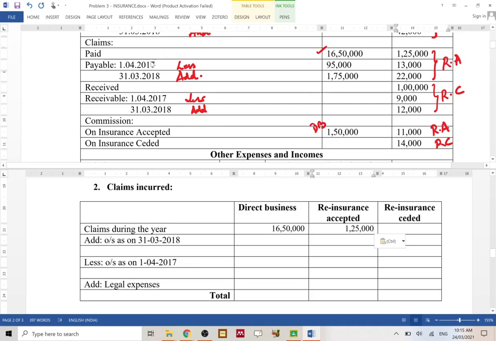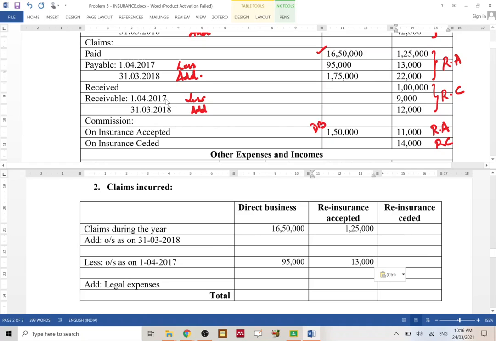Payable on 1st April 2017, 95,000, it goes as minus. Okay, then payable on again previous year but reinsurance accepted is 13,000. Okay, so it goes here. So my advice to you would be, when you're solving, draw out this whole pro forma first, meaning this format. It's not a strict format, but draw this out, make your columns and accordingly enter. Then you do data entry, post them from here to here.